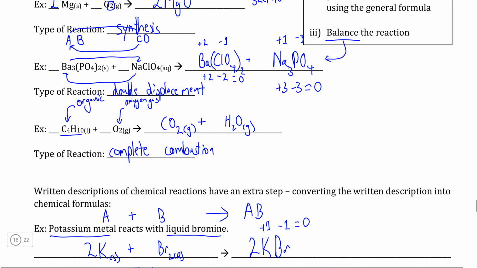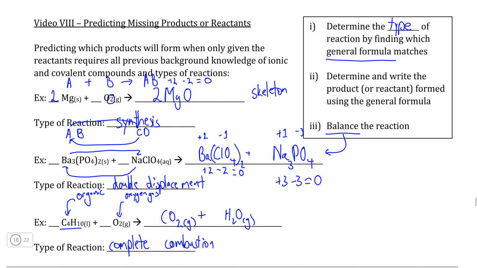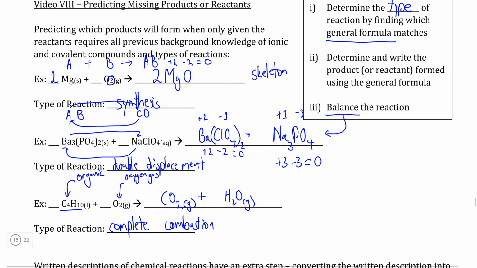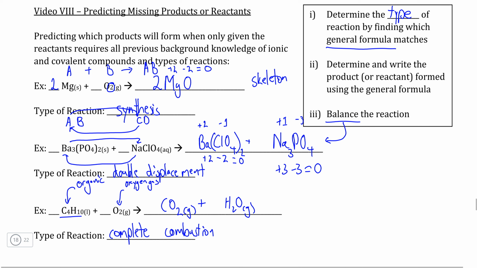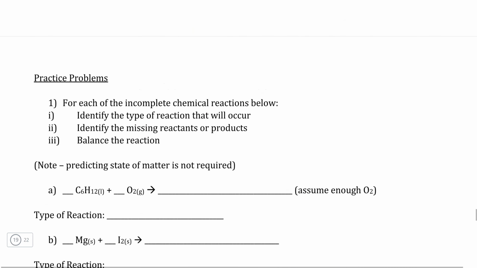This concludes our video, the last video in this series. Now, if you follow the steps outlined in this video, that being determine the type of chemical reaction, determine the missing products or reactants in the chemical reaction by following the general formula, followed by balancing the reaction, you will see that even though these problems seem tricky at first, they are actually relatively straightforward and can be solved in the same way each.